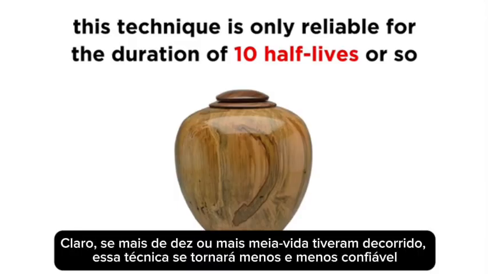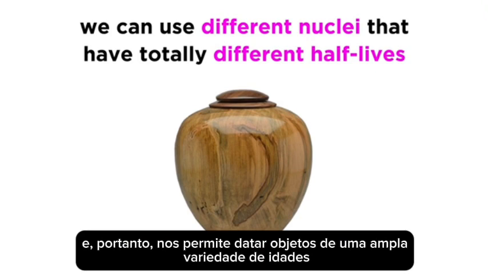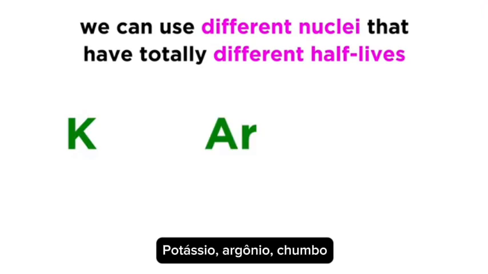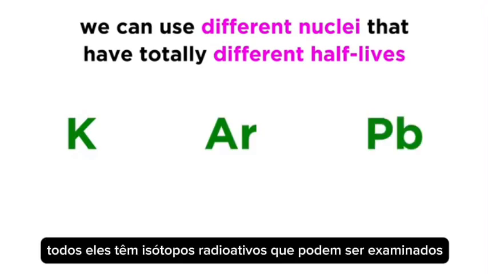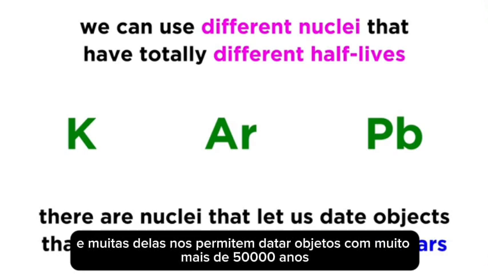Of course, if any more than 10 or so half-lives have elapsed, this technique becomes less and less reliable. However, there are many other radioactive nuclei that we can use that have totally different half-lives and thus allow us to date objects of a wide variety of ages. Potassium, argon, lead, these all have radioactive isotopes that can be examined if an object in question contains appreciable amounts of that element, and many of these allow us to date objects much older than 50,000 years.